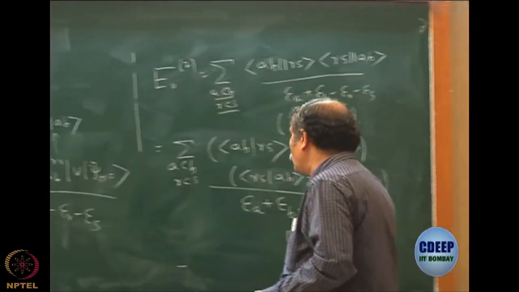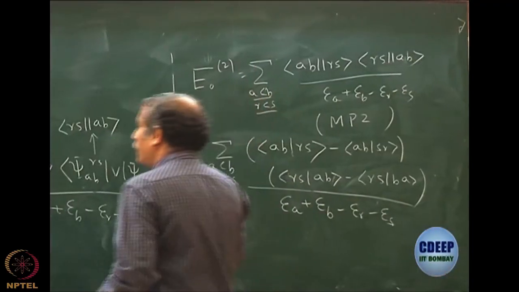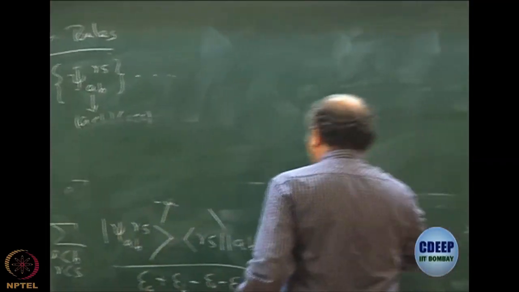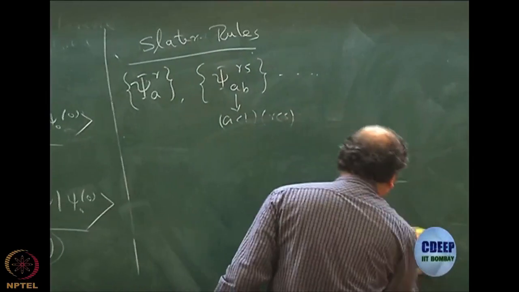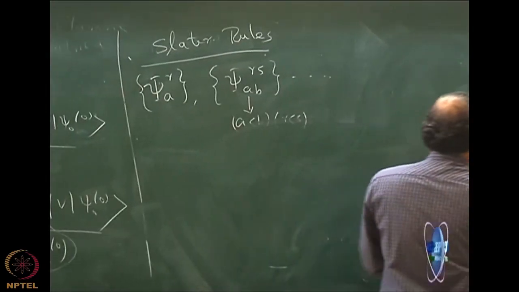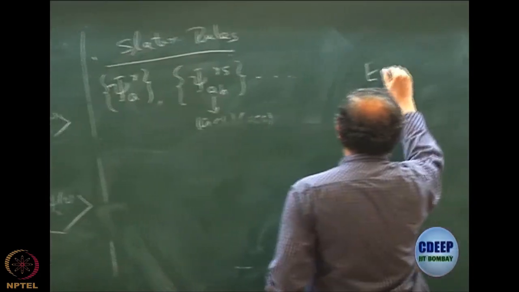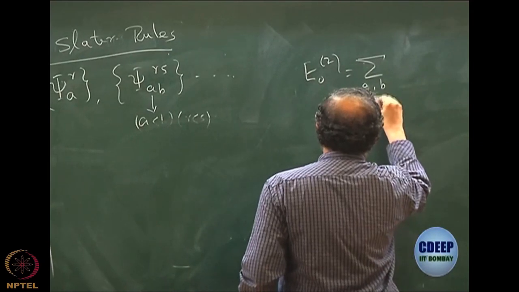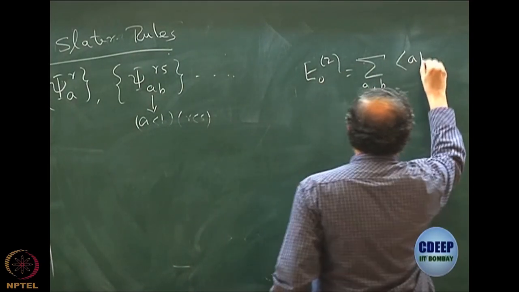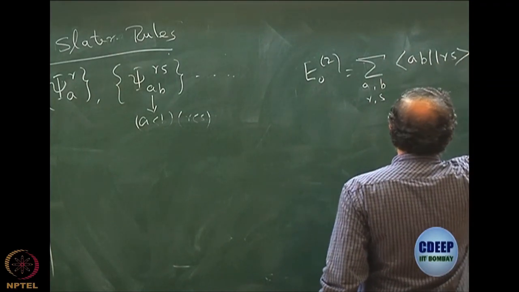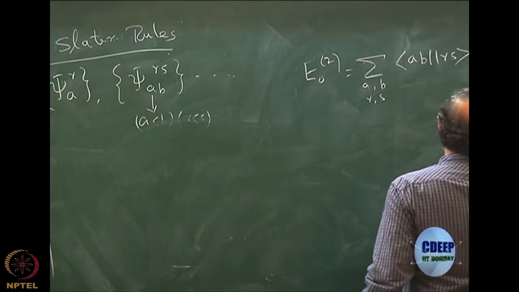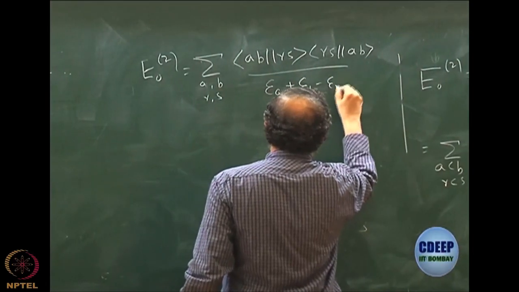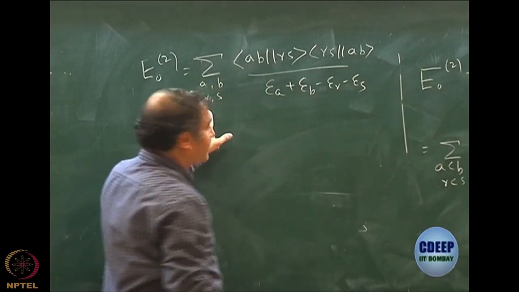So what you should first do, before you can analyze this term in terms of regular integrals, is to write this with all AB, all RS. So how will you write this? The first term itself, E naught 2 in anti-symmetrized integral, I want to write this as all AB, all RS, because then I can do lots of dummy variable interchange. AB less than RS, AB anti-symmetrized RS, RS anti-symmetrized AB, epsilon A plus epsilon B minus epsilon R minus epsilon S. It's not correct, right?